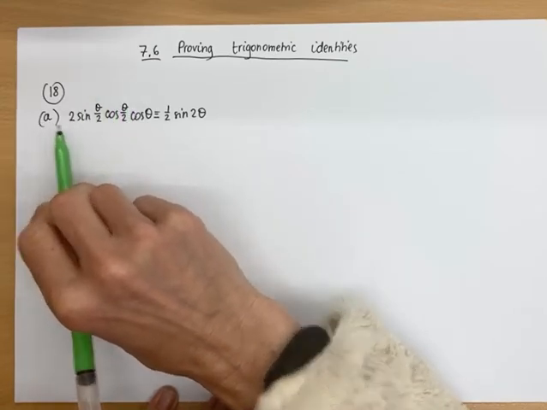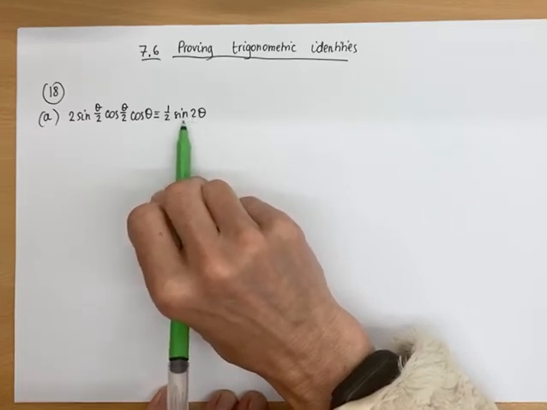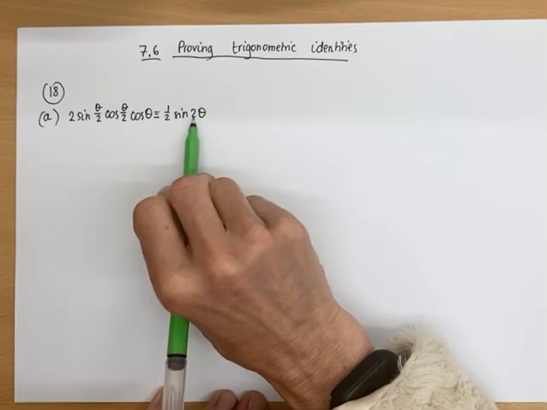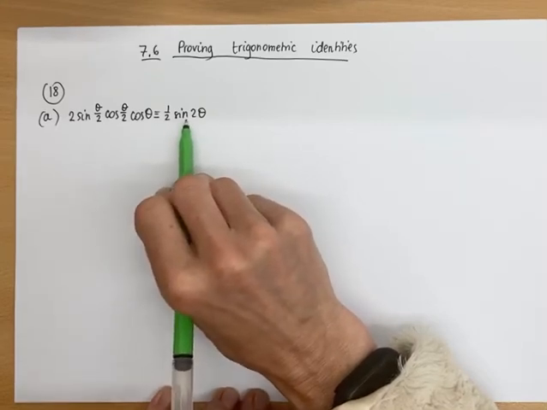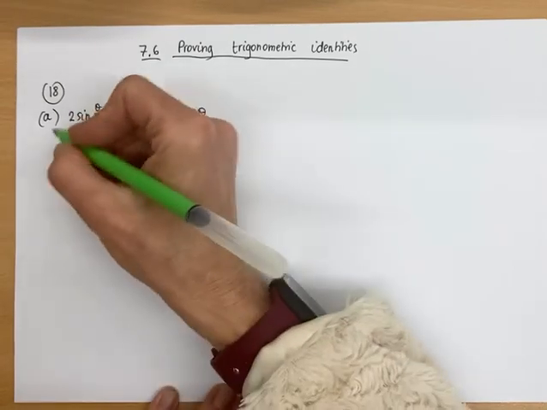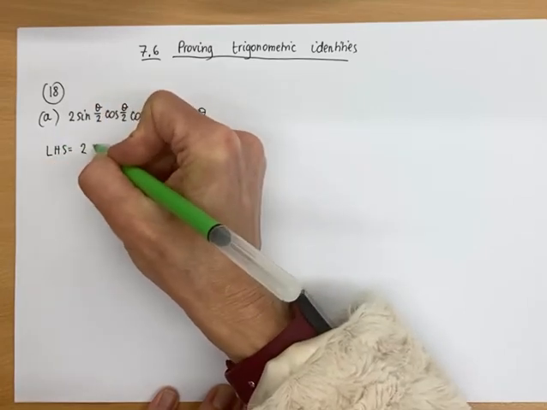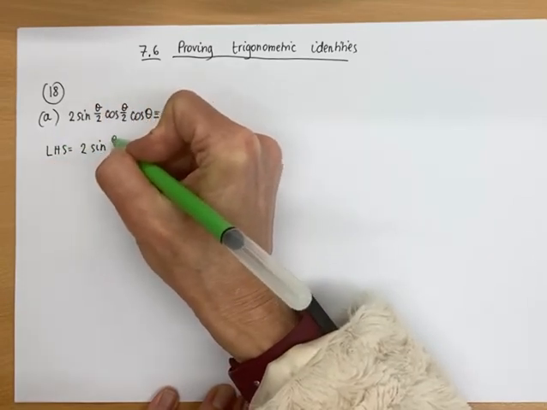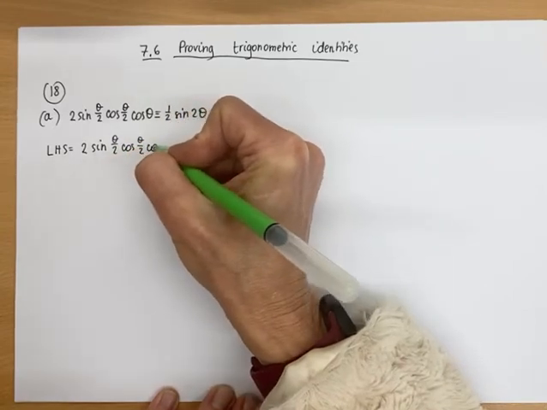Because when you've got the angle of 2 theta, it feels like you can expand it, reduce it to thetas, and then see what happens. So you can start from the right hand side, or you can approach it from the left hand side. If you started from the left hand side, let's write left hand side is equal to 2 sine theta over 2 cos theta over 2 times cos theta.